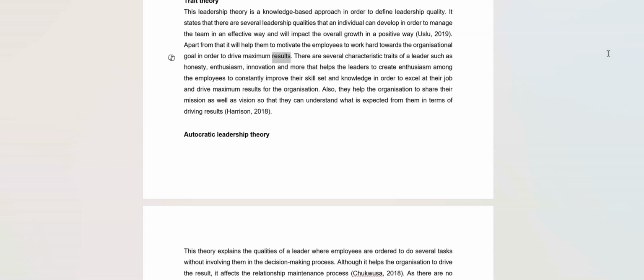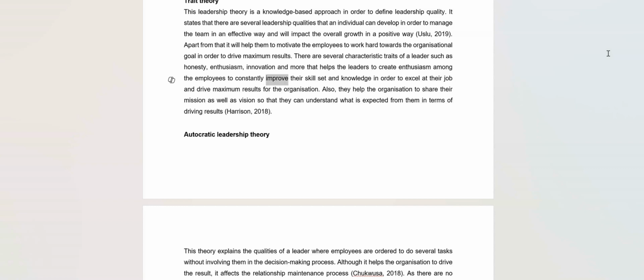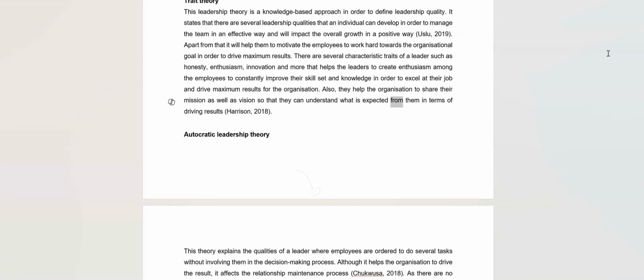There are several characteristic traits of a leader such as honesty, enthusiasm, innovation, and more that help the leaders to create enthusiasm among the employees to constantly improve their skill set and knowledge in order to excel at their job and drive maximum results for the organization. Also, they help the organization to share their mission as well as vision so that they can understand what is expected from them in terms of driving results, Harrison, 2018.